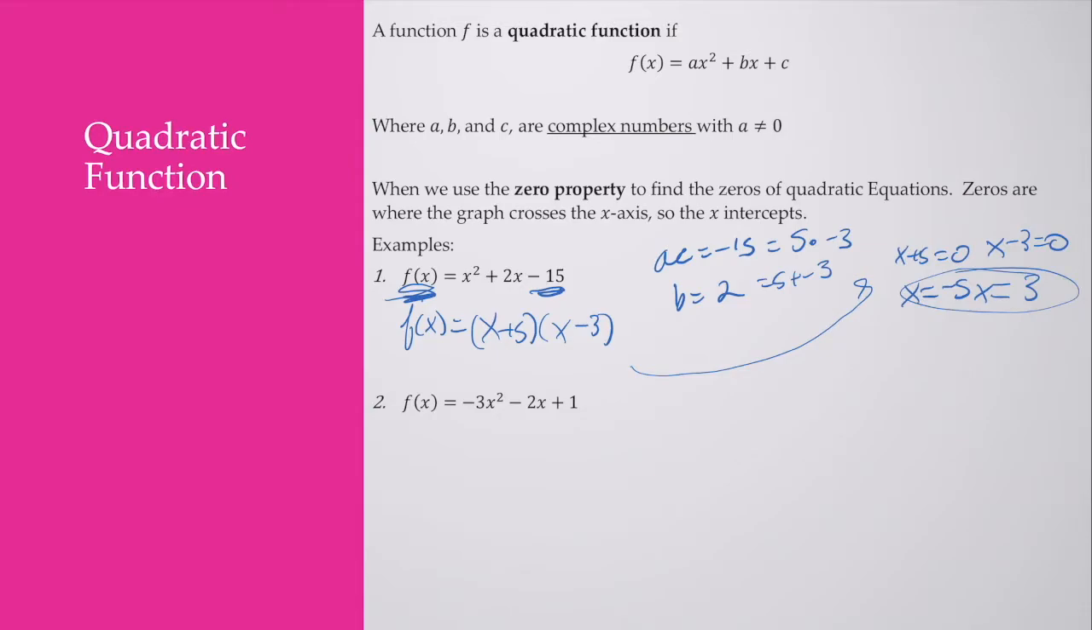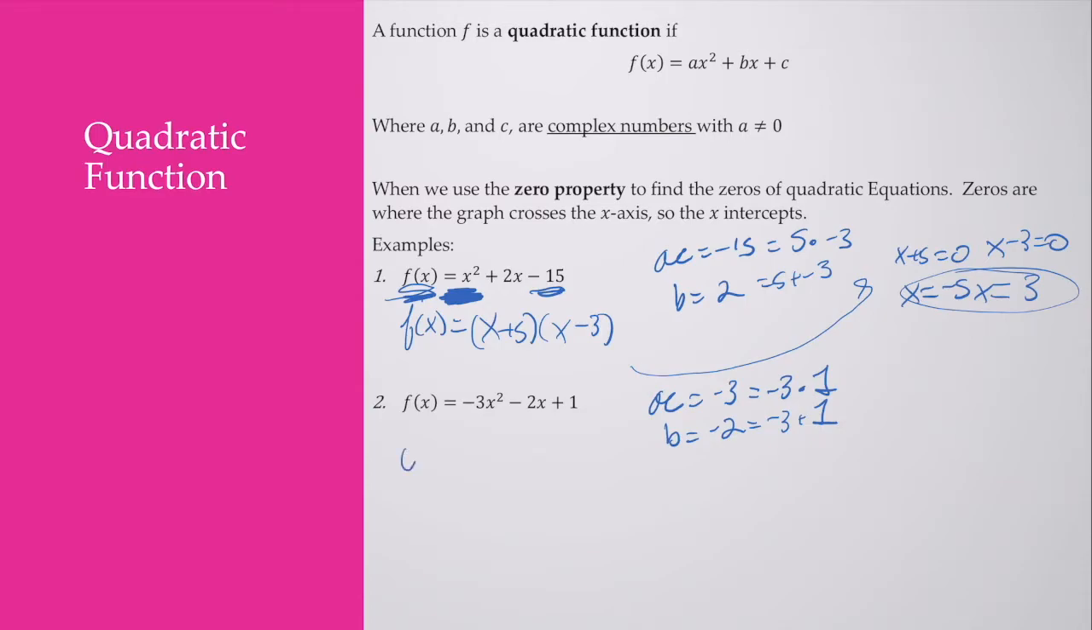If I have f of x is negative 3x squared minus 2x plus 1, I still need to factor this. I want to first find what are the factors of ac that add up to b. Well, that's going to be negative 3 times 1, and negative 3 plus 1. So I use that to pull the middle term apart because our a doesn't have a leading coefficient of 1 like in the first example. I am going to have to factor by grouping.